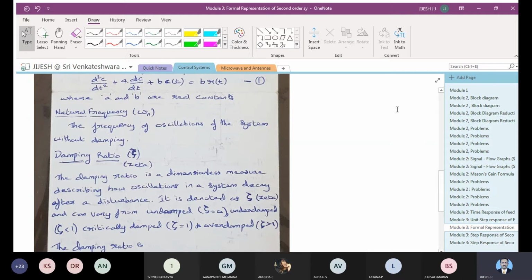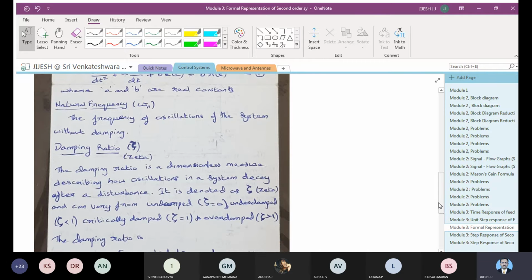So zeta is the damping ratio. You can first note down the natural frequency definition. The frequency of oscillation of the system without damping is called the natural frequency, denoted as omega n, and damping ratio is zeta. You might have seen this symbol representation. Zeta is represented in this form.